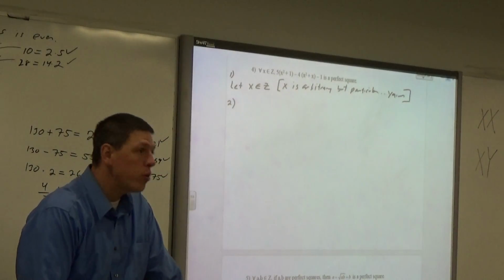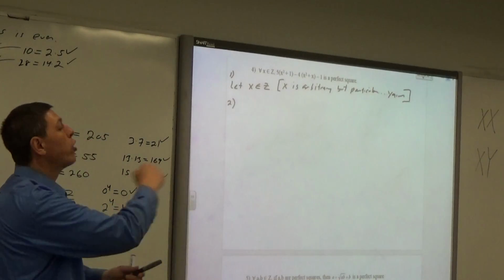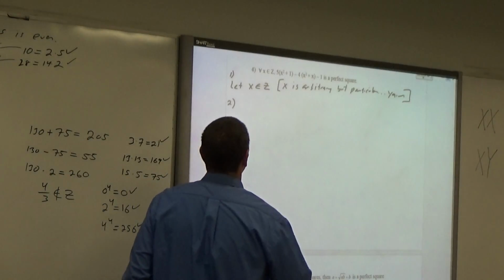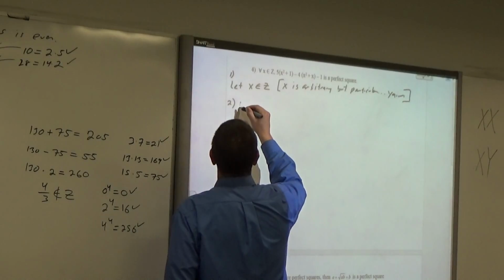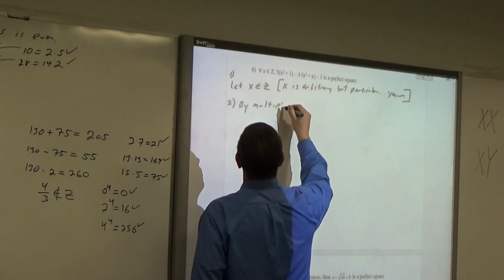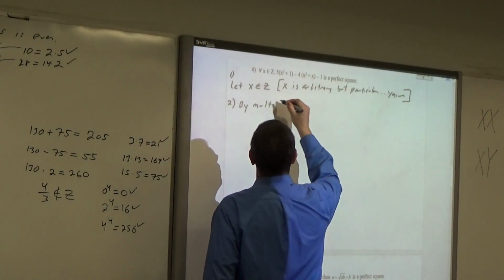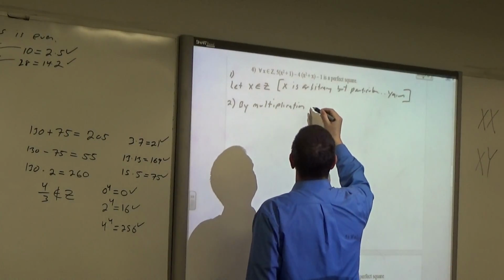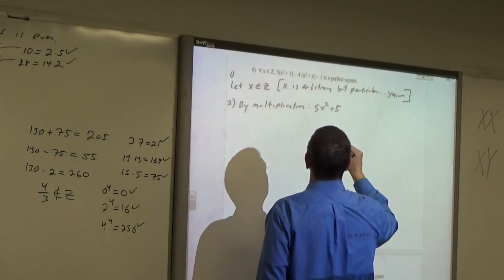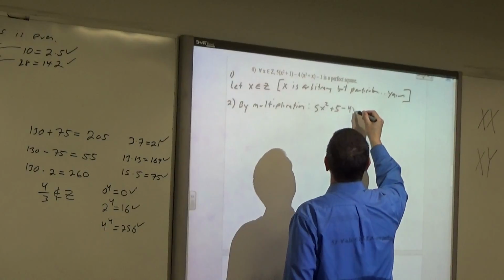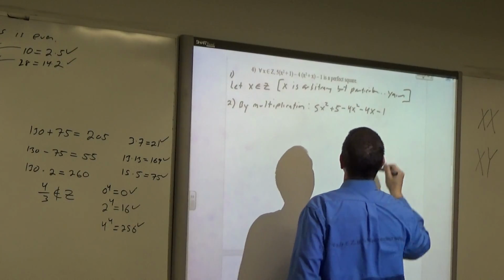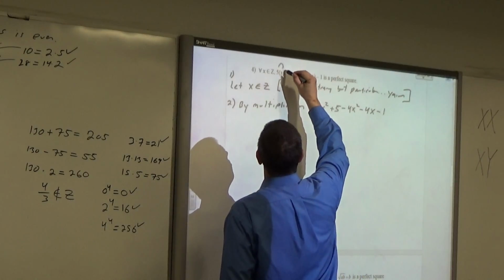Yeah, just go ahead and do the algebra, right? Let's just beat it up. We're going to factor, we're going to FOIL it out, right, guys? We're going to expand. So we're going to say that by multiplication, this becomes 5x squared plus 5 minus 4x squared minus 4x minus 1. So all we did, guys, was just do the distributive property.